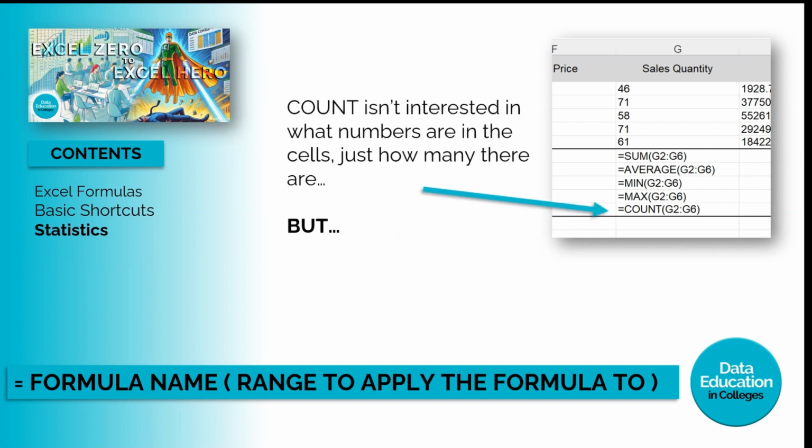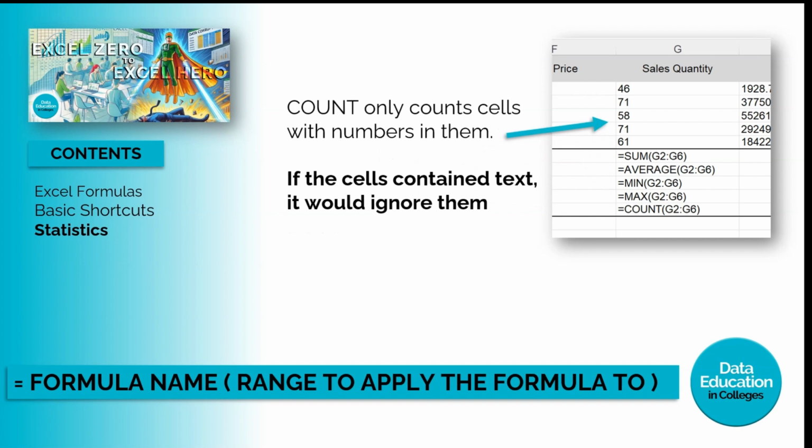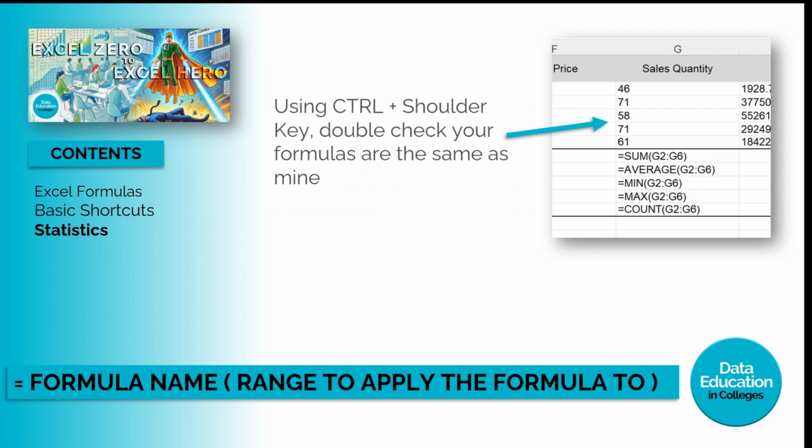It's not interested in the numbers that are in the cells. It just wants to know how many cells have got numbers in. But do be careful with count. It only counts cells with numbers in them. If they had text, it would just ignore them. Double check using control and shoulder that your formulas are the same as on the screen there.